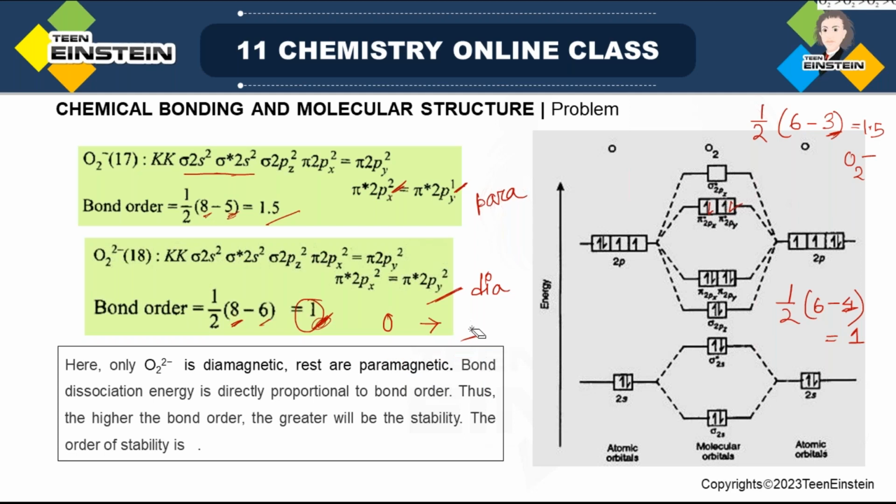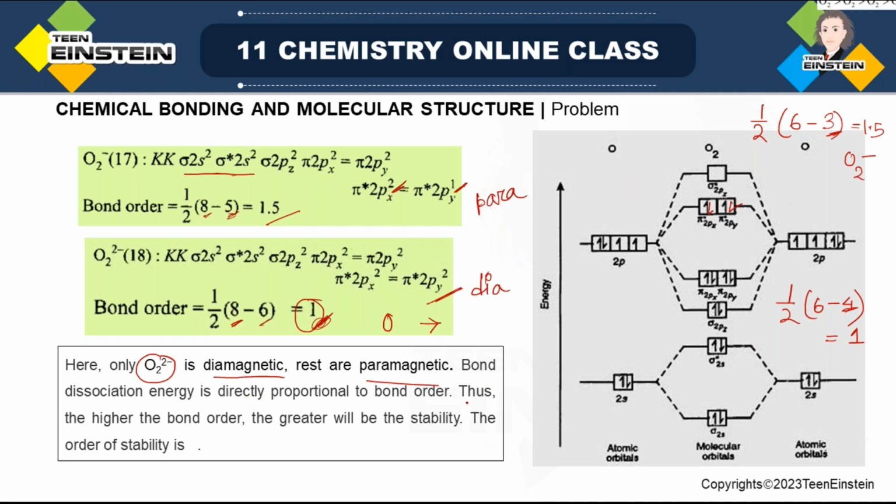So here we can conclude this. Only O2 2 minus is diamagnetic. Remember, the question that we are discussing here is not an MCQ type, but if you can understand this problem well, then you will be able to solve different types of questions, because questions based on the species O2 are very frequent. So out of these 4 species, only O2 2 minus, that is peroxide, is diamagnetic. The rest of the species are paramagnetic.